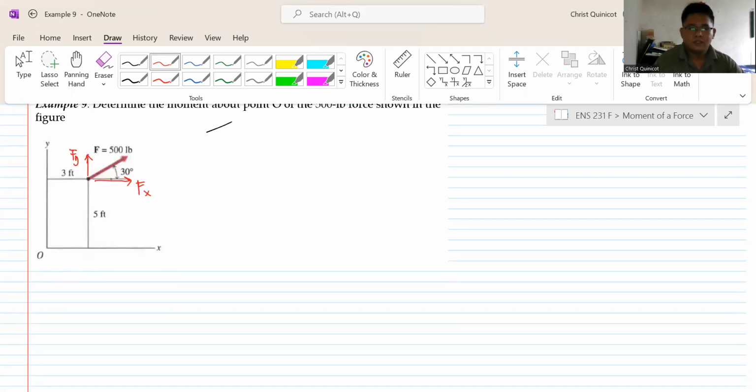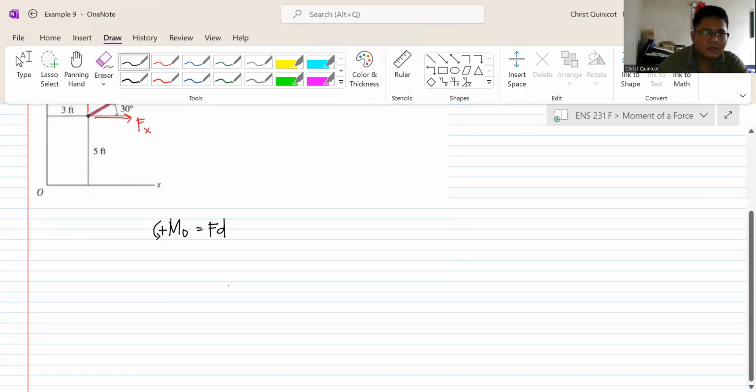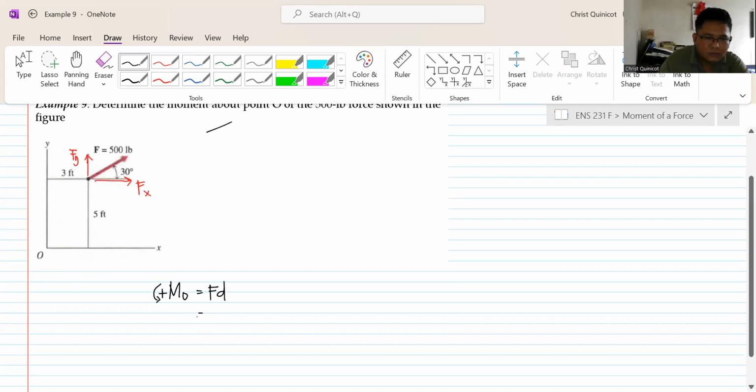And the perpendicular distances of our two resolved forces: for F sub x it's 5 feet and for F sub y it's 3 feet. So we write moment about point O, assuming counterclockwise positive, is equal to force times its perpendicular distance, right? Now if you can observe, our point O is here, and our F sub x is going to the right.